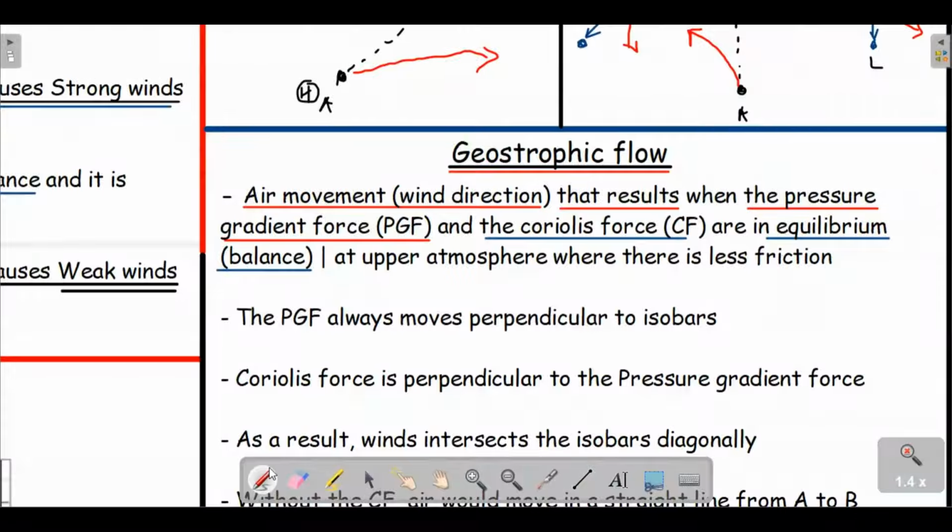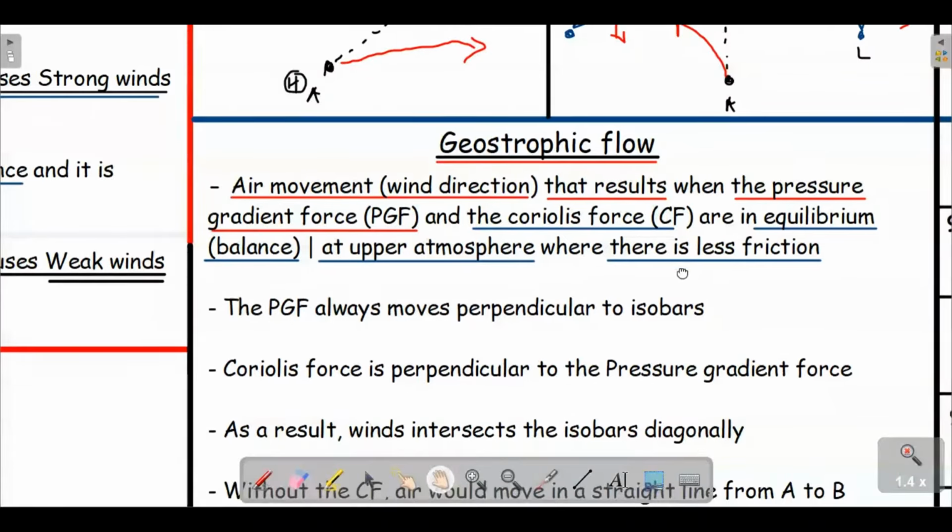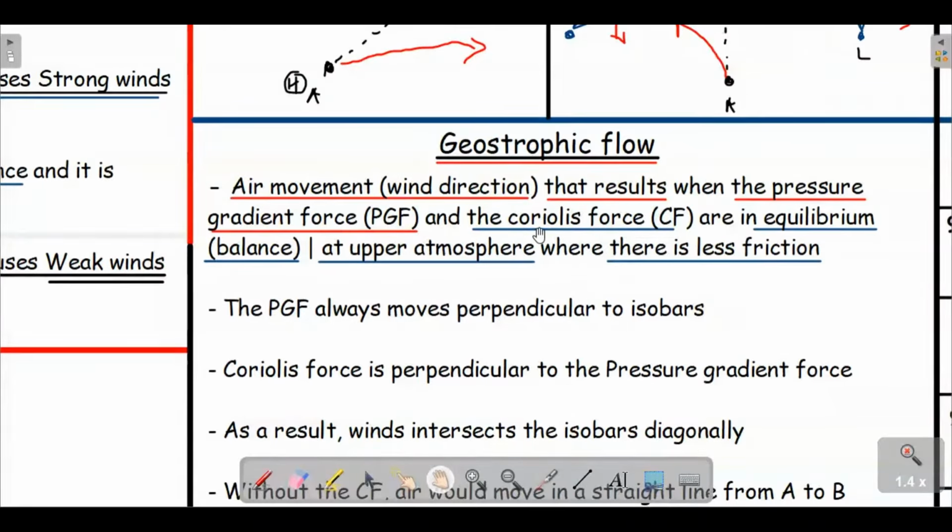This air movement usually occurs in the upper atmosphere, like above 600 meters, where there is less friction. As you go up, the friction becomes less and less, and that's why we see this behavior in the upper atmosphere. So it's basically an air movement that is caused by the balance of PGF and CF, those two forces. All right, so that is geostrophic flow. Geostrophic flow leads to geostrophic wind. We'll talk about geostrophic wind.